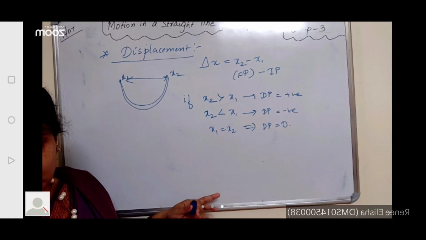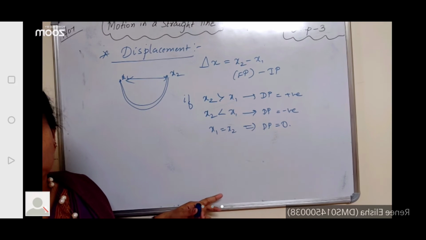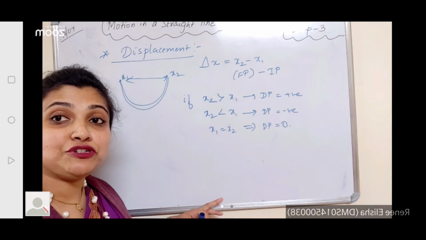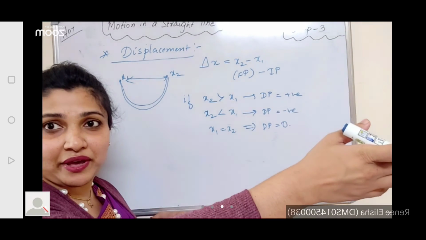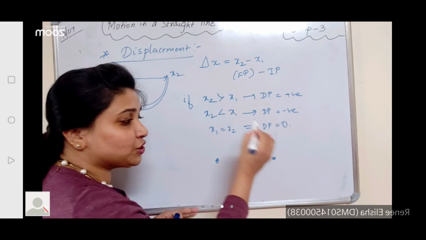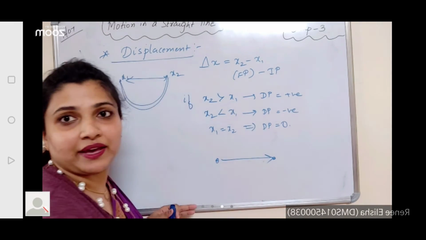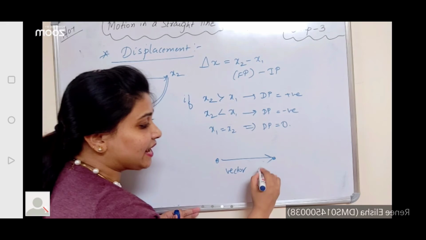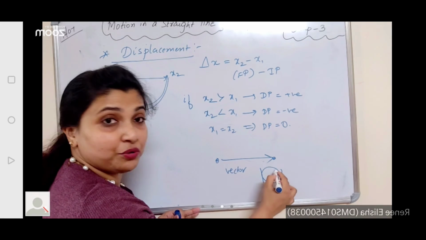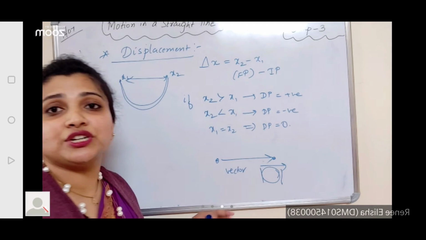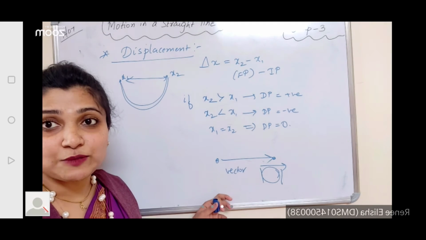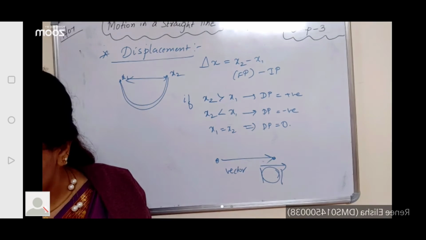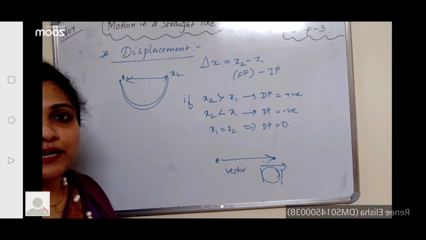Now, the displacement of an object in motion can be positive, negative, or zero. Displacement is a vector quantity as it possesses both magnitude and direction. Now, I know where I'm going, right? If I'm going from this position, I know which direction I'm going. So that is why we say that displacement is a vector quantity. Why? Because it has a value to it, it has magnitude, and also it knows which direction it is going. So that is why we say that displacement is a vector quantity. Got it? Clear? Any doubts till here, children?